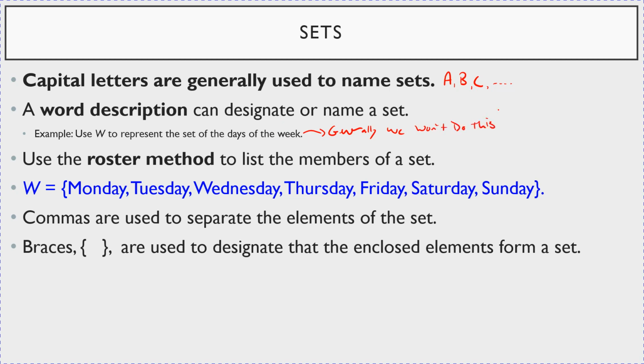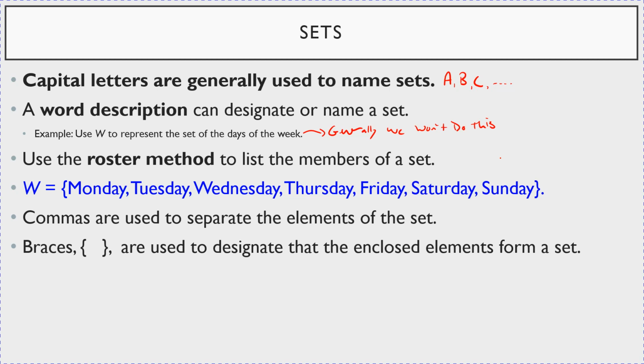We're going to quite often use what's called the roster method. You use the roster method to list the members of the set. For example, if W is the set of days of the week, you could just say the set W is equal to, and then you have these curly braces, and you just list the days of the week: Monday, Tuesday, Wednesday, Thursday, Friday, Saturday, Sunday. Sets don't just have to be numbers. A lot of times when we get to operations on sets, we will use numbers, but remember, it's just a collection of things, and here it's just a collection of the names of the days of the week.